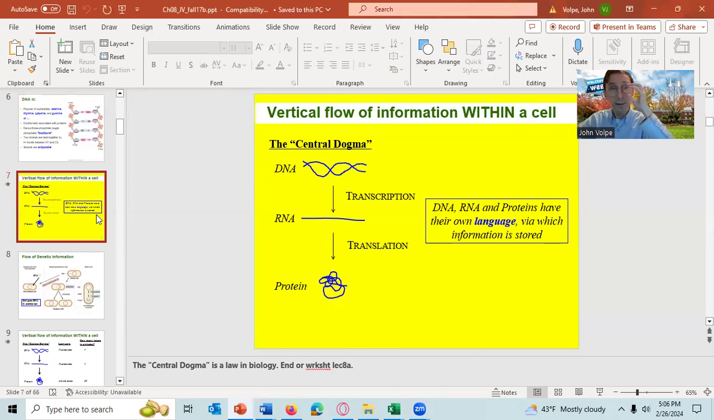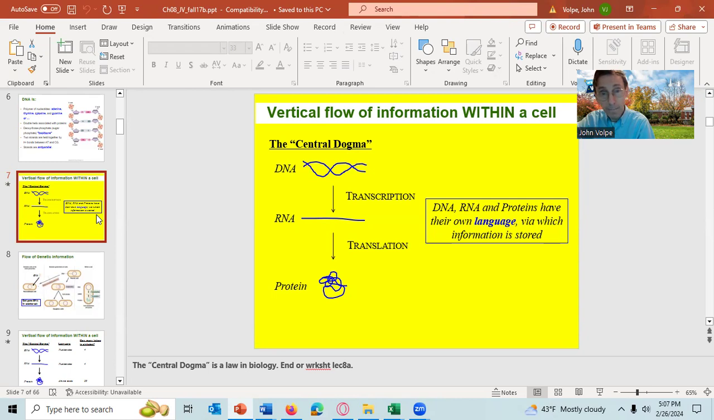I think we've talked a little bit about the flow of information. DNA stores information, and this information flows within a cell. This is actually the central dogma of biology, that the information is encoded in the DNA, and that information flows to RNA in transcription, and then flows to protein in translation.